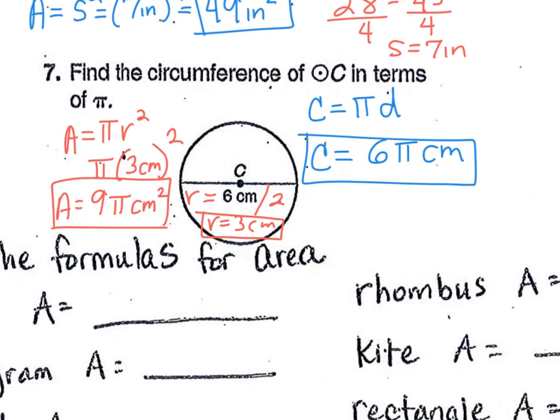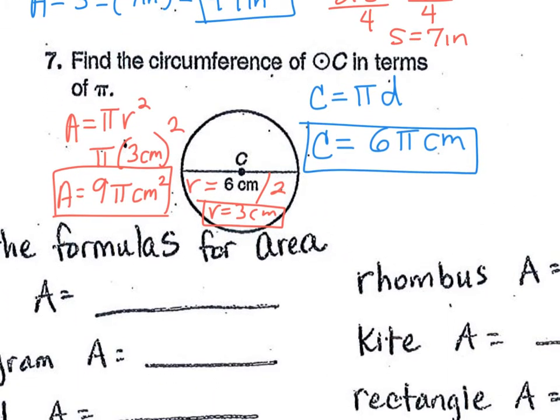Number 7, they want you to find the circumference in terms of pi. But for 7, I'm also asking you for the radius and for the area. So just the circumference itself, since they're giving you the diameter, I was telling one of you that the formula for the circumference is 2 pi r, but also pi d. Because if they give you the diameter, like in this case it is 6, you just plug it into the formula and you get the circumference right away.